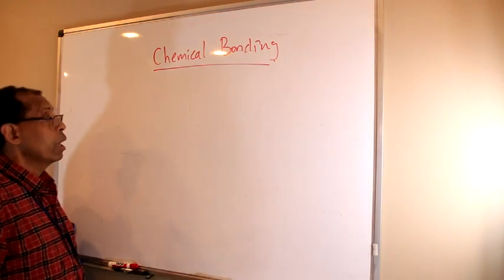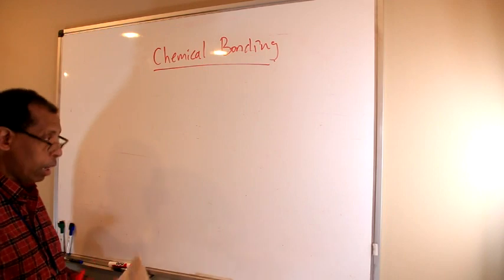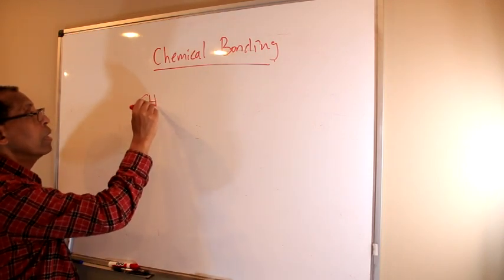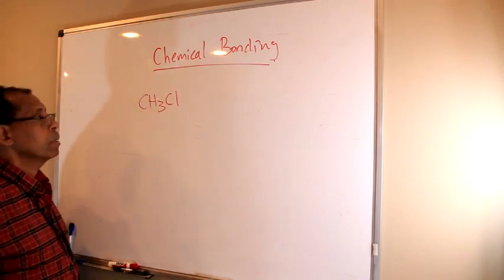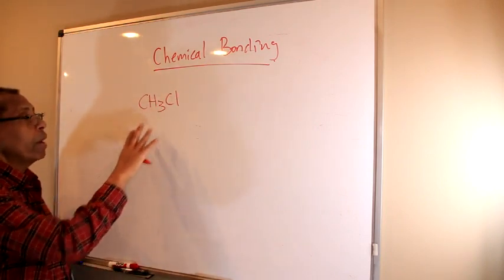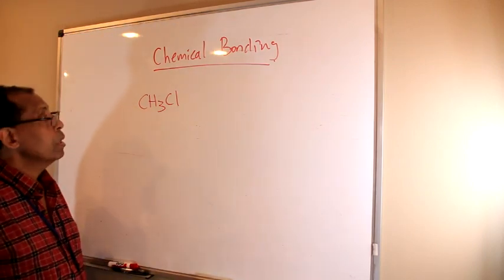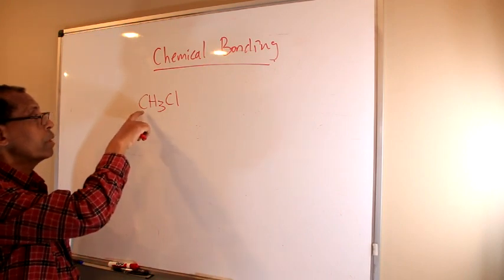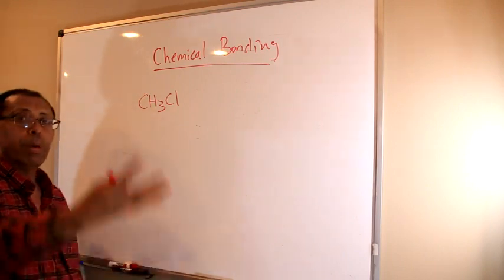The other compound I want to give you as an example, and you should really focus on how it looks, for example, I have CH3Cl. This is methyl chloride. So if I were to draw a Lewis structure for this, I have to know exactly what would be the central atom. Obviously, carbon and chlorine have to be bonded, and hydrogen should be at the periphery.